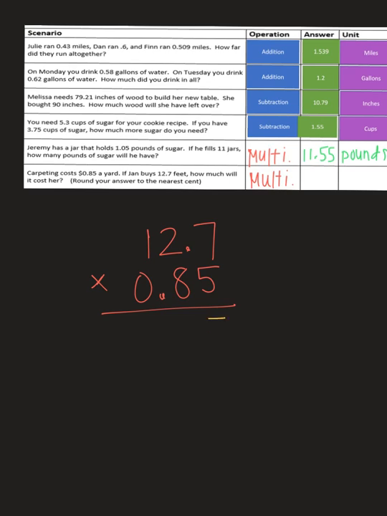5 times 7 is 35. Put our 5, carry our 3. 5 times 2 is 10, plus 3 is 13. Put our 3, carry our 1. 5 times 1 is 5, plus 1 is 6. We need to tic-tac-toe. Tick both the 1 and the 3. Tack the 5. Toe your 0. And now we can continue multiplying.